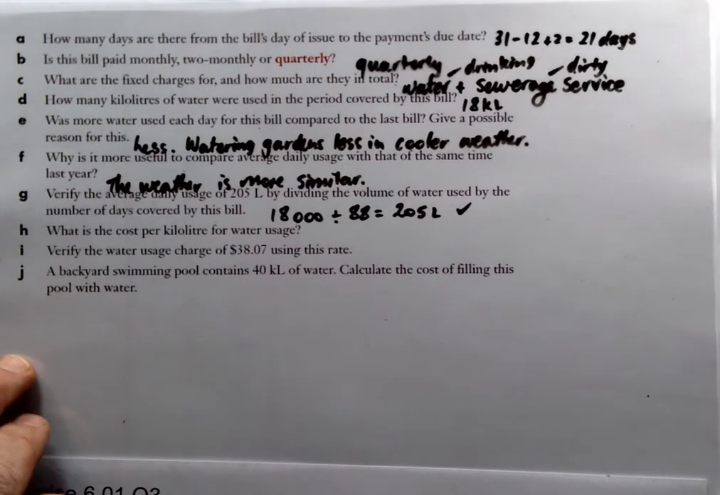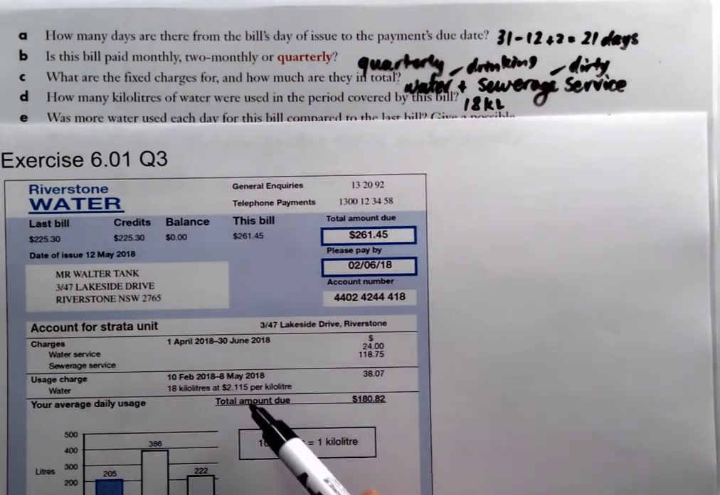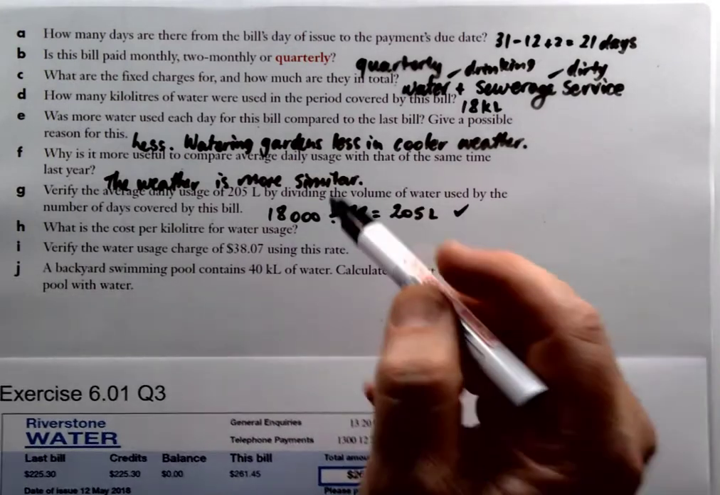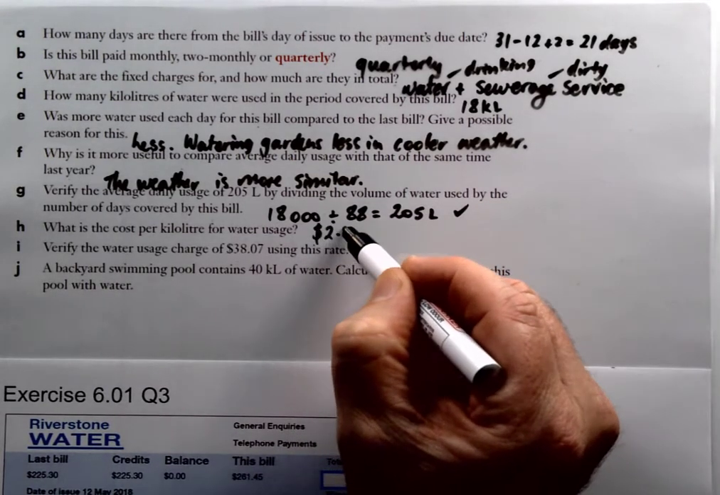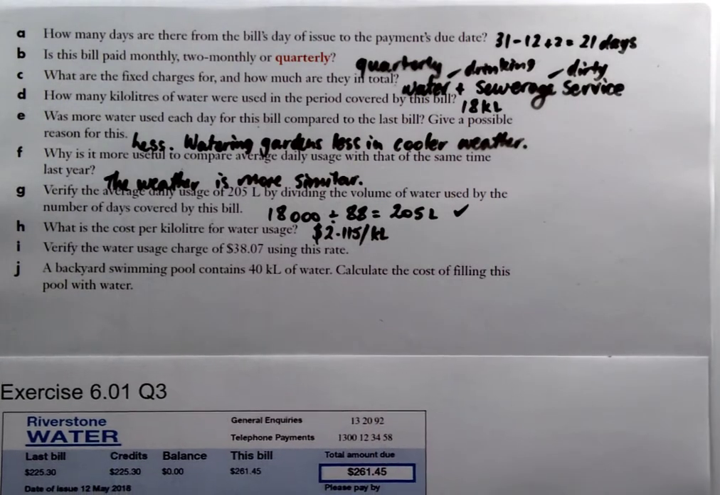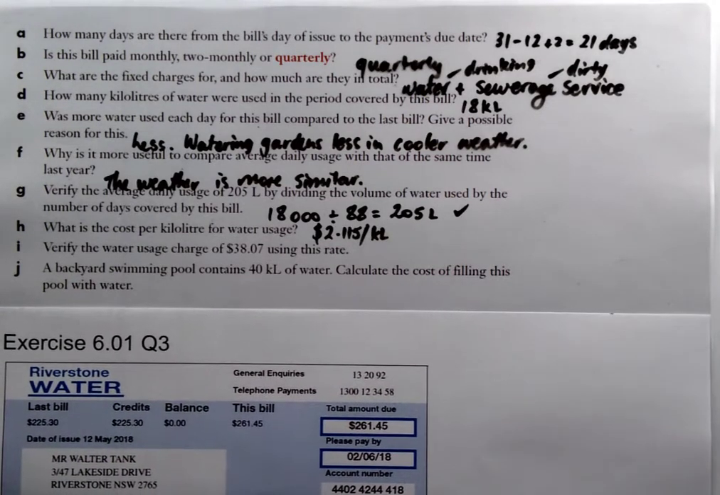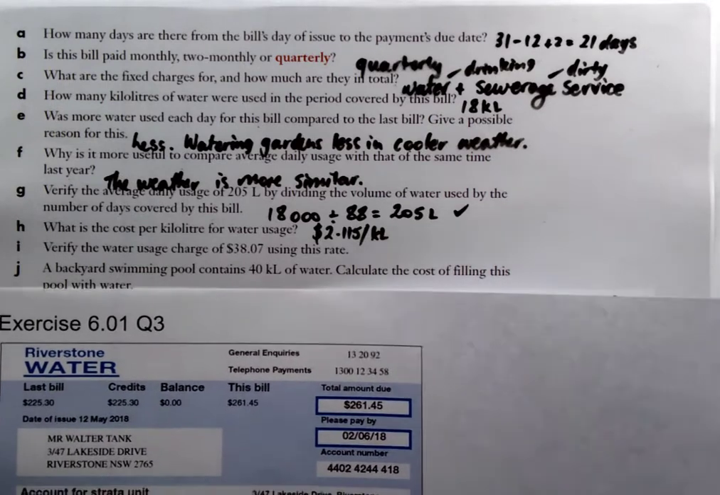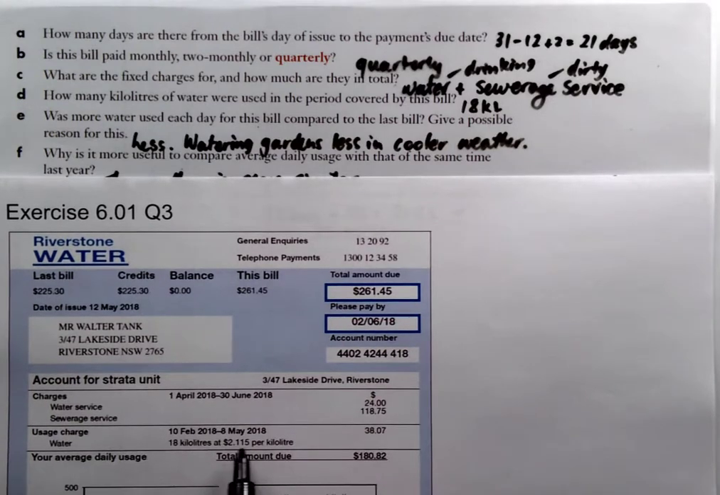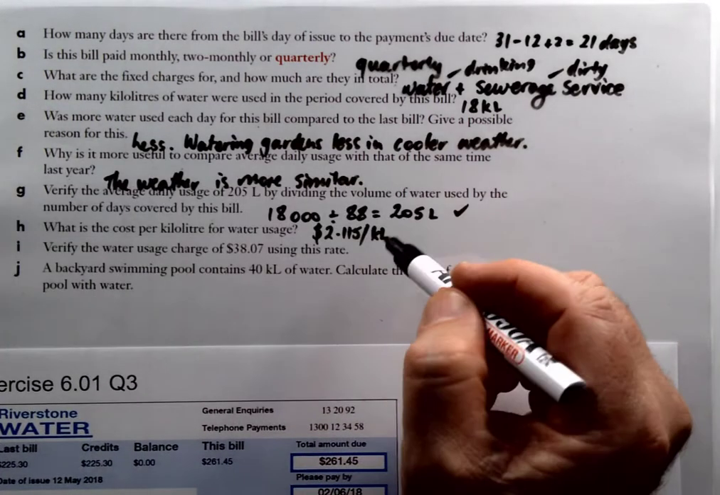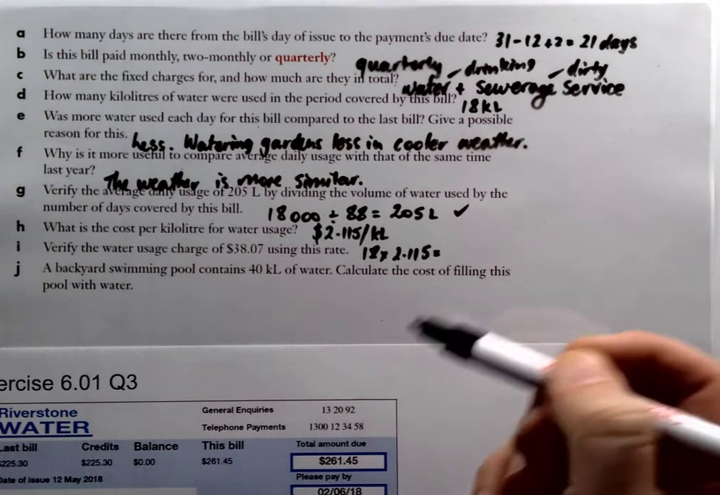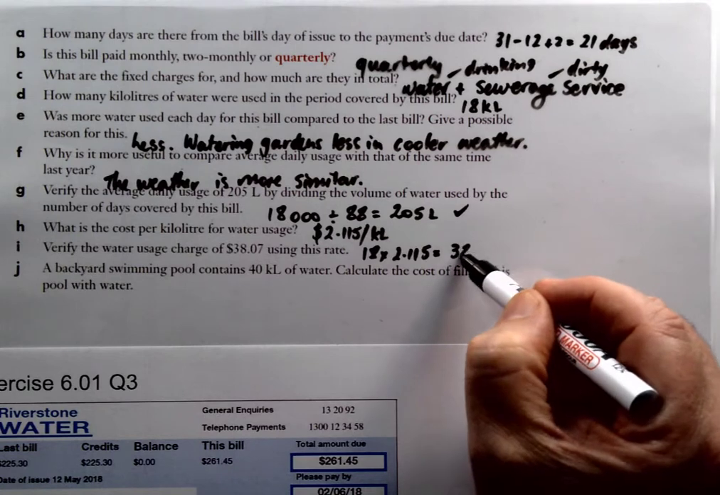What is the cost per kilolitre for water usage? Again, if we have a look on the bill, we can see it's $2.115 per kilolitre. Okay, verify the water usage charge of $38.07 using this rate. So what we're going to do is check that 18 times 2.115 is equal to that. So again, writing that down, 18 times 2.115, and if you go to your calculator it does in fact give you that answer.